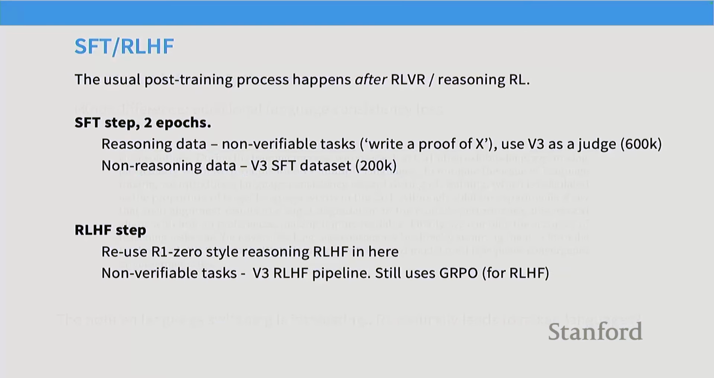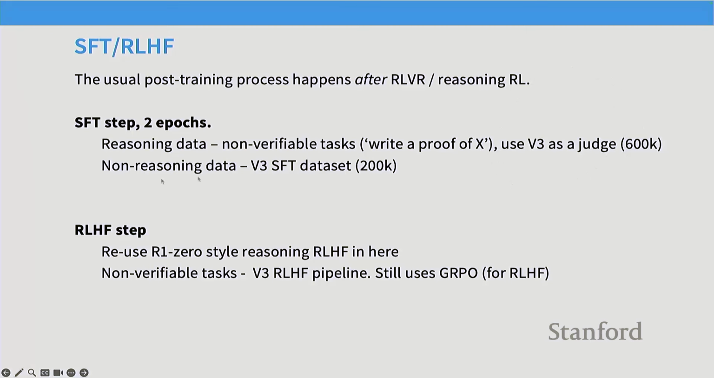And then finally, after you've done RL on math and other verifiable domains, you basically layer on the usual post-training. So you do instruction tuning, and then you do the pairwise preference tuning afterwards, right? So they do an SFT step where they combine reasoning data on non-verifiable tasks, like write a proof of something. These are not verifiable, so they use their own model as a judge for whether or not they got the answer correct.